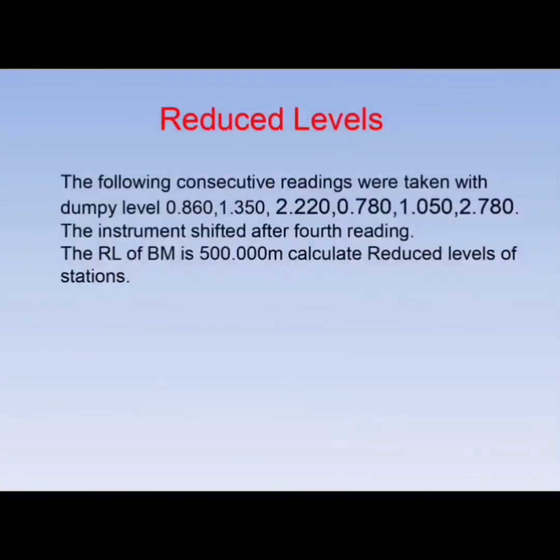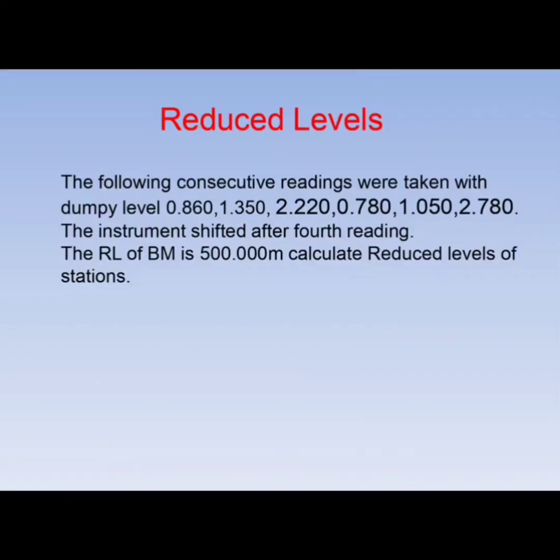Let us take an example as an illustration. The following consecutive readings were taken with a dumpy level: 0.86, 1.35, 2.22, 0.78, 1.05, 2.78. The instrument was shifted after 4. The reduced level of the benchmark is 500.00 meters. Calculate the reduced levels of the stations.